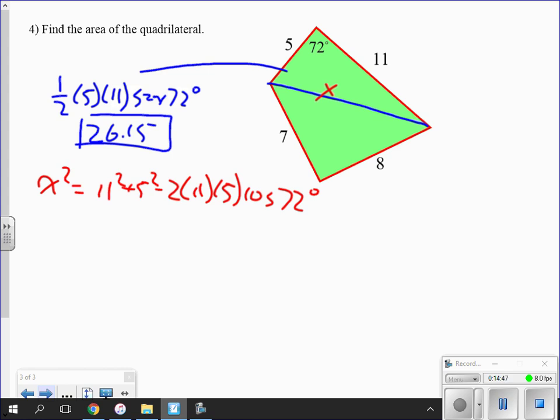Because I have no angles down here. I can't guess what they are. All the sides are different. There's nothing regular about this polygon whatsoever. So I have to do that one.